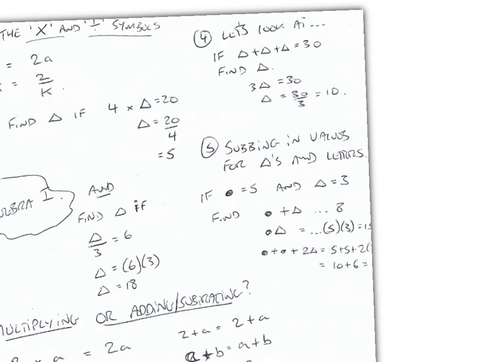Let's look at this problem here. If symbol plus symbol plus symbol equals 30, find the value of the symbol. Well, the symbol is the same. There are 3 like terms, so we can add them up. That gives us 3 symbols on the left-hand side of the equation is equal to 30. So one symbol must be equal to 30 divided by 3, and that's equal to 10. And indeed, 10 plus 10 plus 10 is equal to 30.